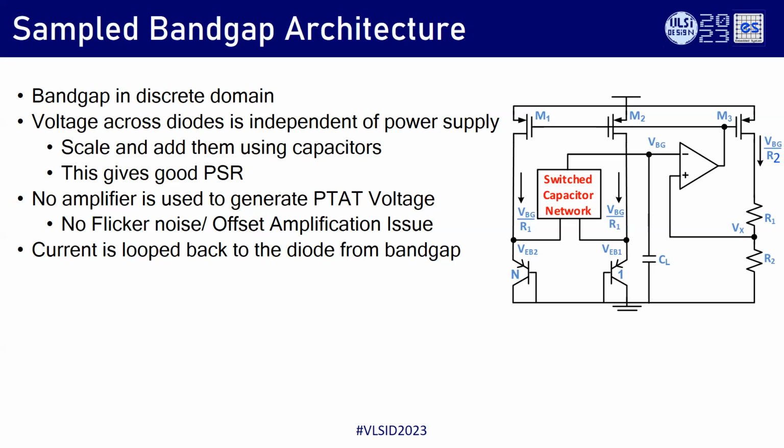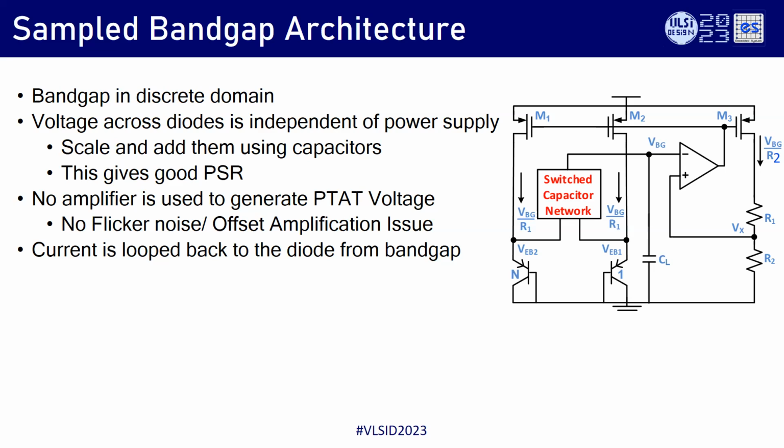offset also. We can trim this offset, so the mean is not a problem, but the temperature drift of the offset is a problem. So that's why this architecture has been developed by Rakesh and his group. So basically, till now the approach is to take the VBE, which is a CTAT, and develop the PTAT and amplify it. So that's why this offset problem is coming.